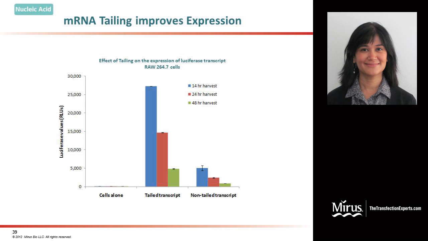Here is an example of how mRNA tailing can significantly improve expression. This experiment shows the expression of a luciferase transcript that is tailed and also another version that is non-tailed in RAW 264.7 cells. The different colored bars represent the different times of harvest. And as you can clearly see here, at earlier time points such as 14 hours or even 24 hours, there is much better expression of the luciferase transcript when it is tailed versus non-tailed. So these small features in the nucleic acid can contribute to a great extent in maximizing your experimental results.